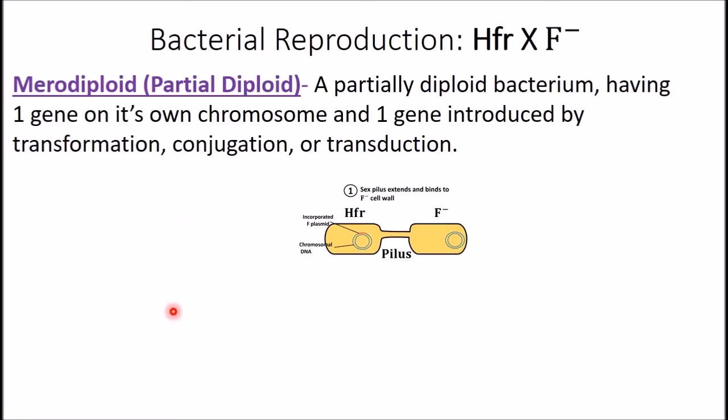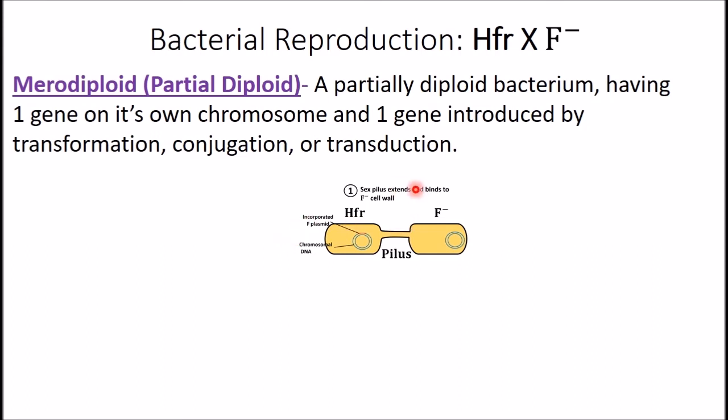So here we are with the HFR F- cross. Again, the HFR is just a cell that has incorporated the F plasmid into the chromosome. Now, I know that I made the chromosomal DNA look very small here, but it's not. It's actually very large. This is the entire genome we're talking about. This is not the same size as the plasmid, and that is going to be critical for your understanding of why an F- cell does not become HFR once you've started the transfer between an HFR and an F-.